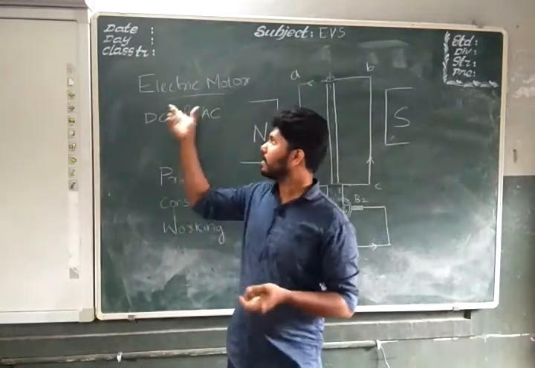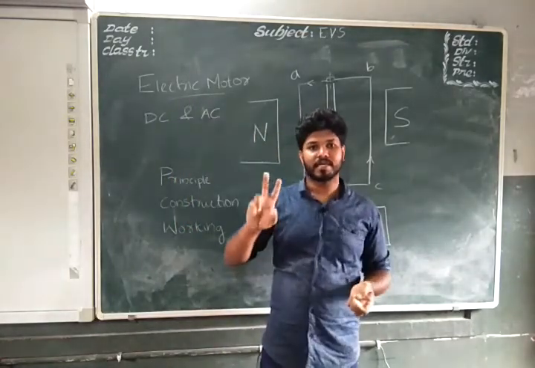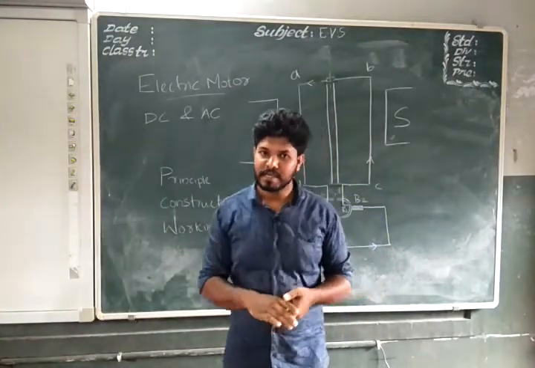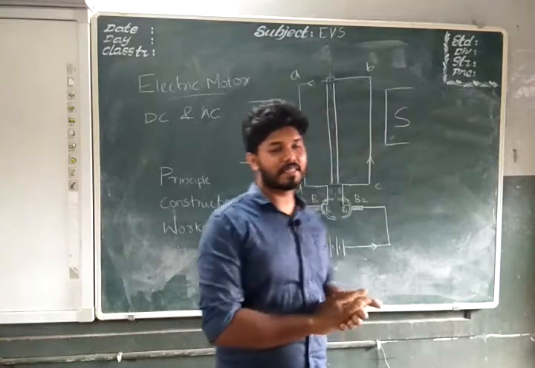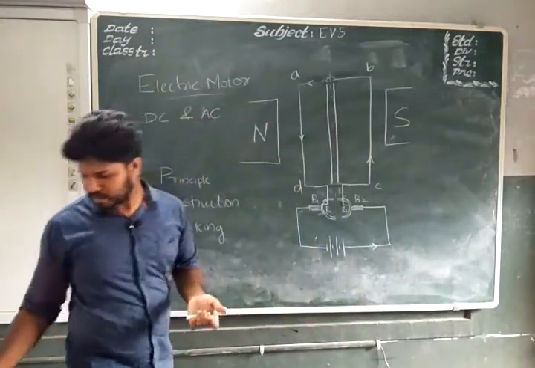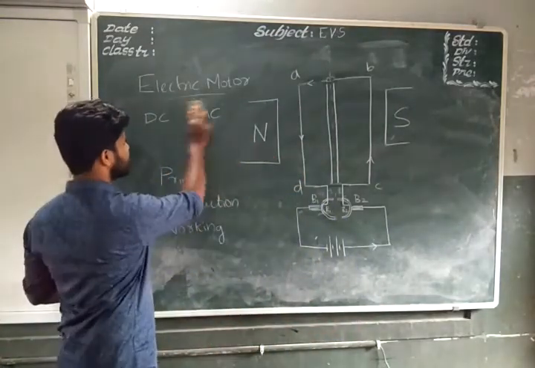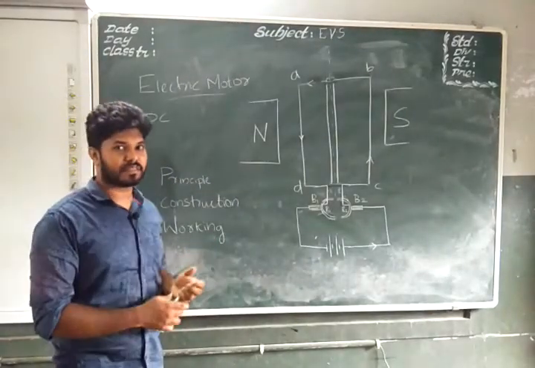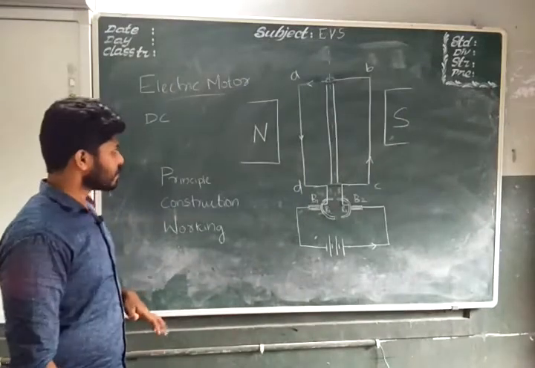Just understand that electric motors are of two types. They are AC and DC. And here we are going to discuss the direct current electric motor, that is the DC electric motor. So just focus on DC only. DC is the direct current, the current we obtain from a battery, that is a DC source.